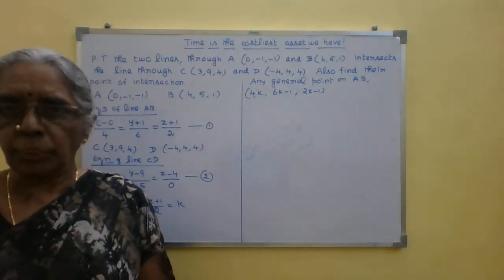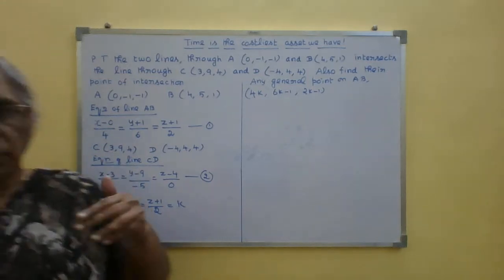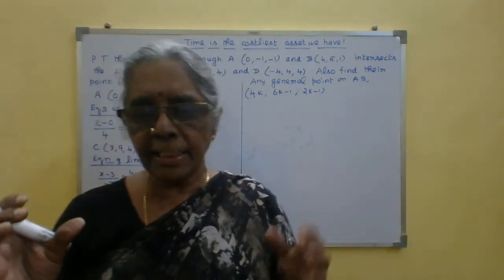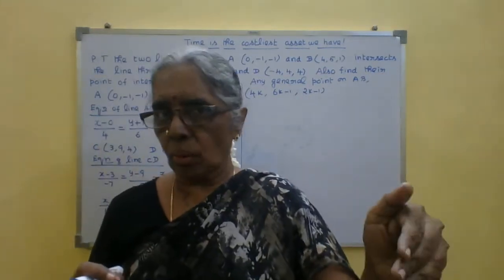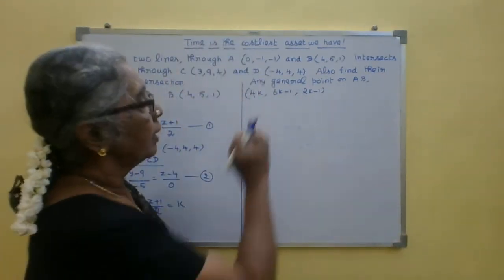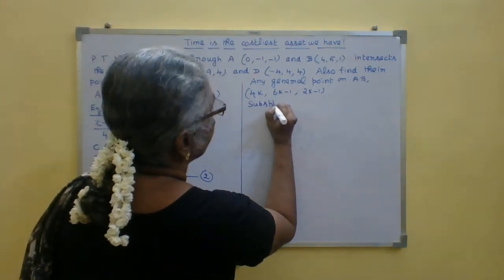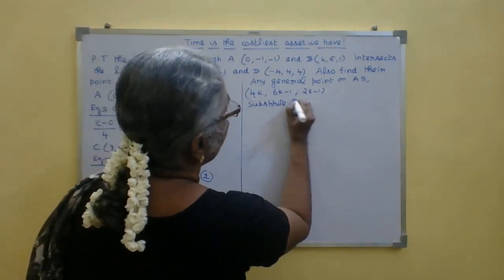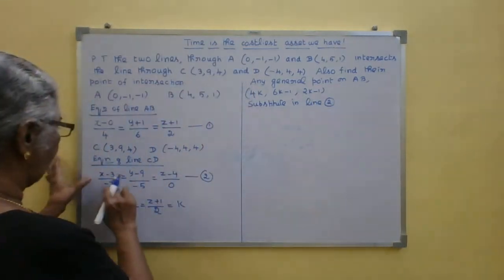Now if I substitute these values in equation 2 and it satisfies, then I can say this point lies on that line also. Let us see how to prove it. Now I will substitute these coordinates in line 2.